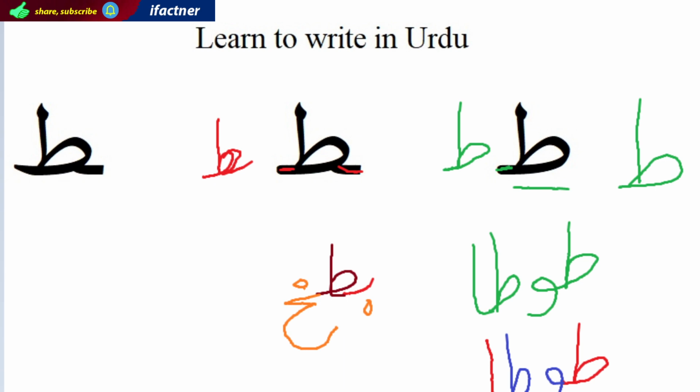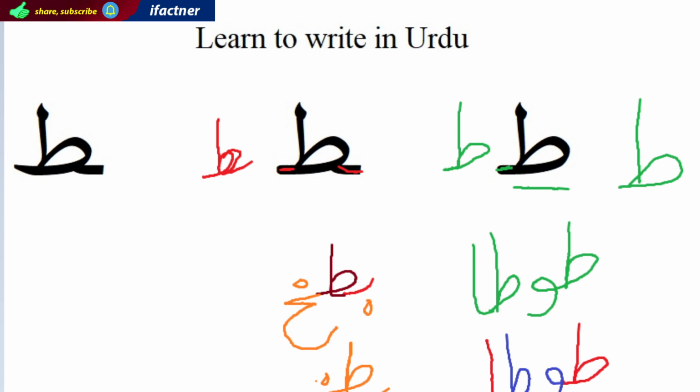Batakh means duck. Let me show you one more time how we can write it. So we start with bay, then toay, and then khe, batakh. Batakh is duck, a duck.